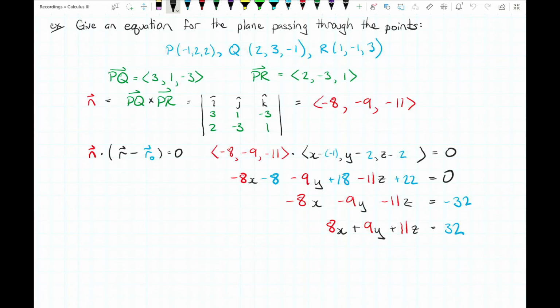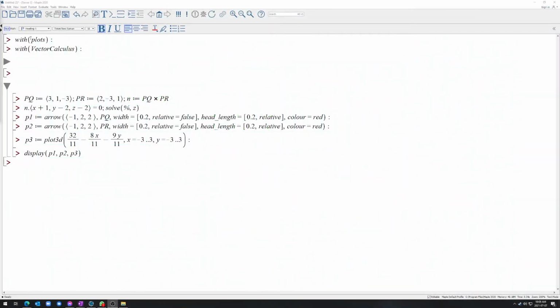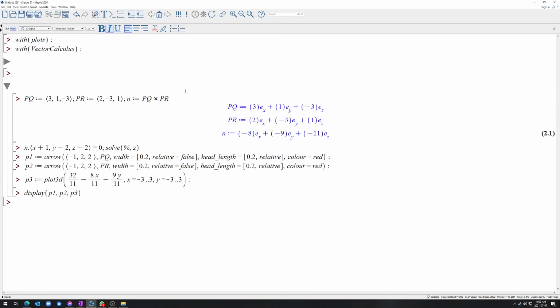All right, so I've got my plotting tools and vector calculus, which is maybe a bit overkill, but quite handy just to be able to do a few of our vector operations. And we've got PQ, PR, both defined right here. Now I'm defining n again as PQ cross PR. We can calculate that all very easily in Maple. There's our cross product.